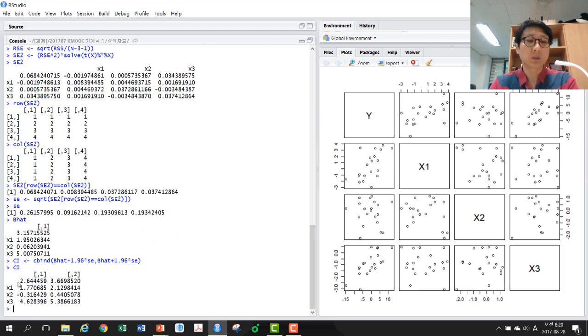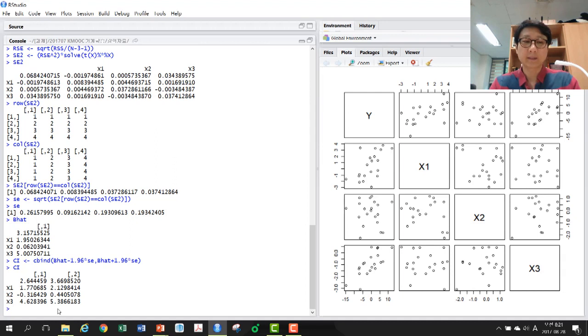So this is the beta 0 part. The first one is the intercept, beta 0. The 95% confidence interval of the intercept term is from 2.6 to 3.6. And the true value 3 is definitely within this confidence interval. Similarly, the confidence interval of x1 is calculated this way, and x2 and x3. All of the true values are within these confidence intervals.